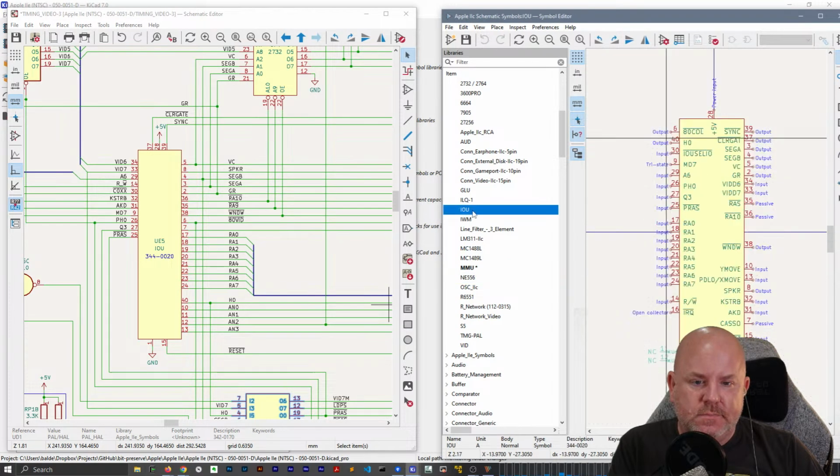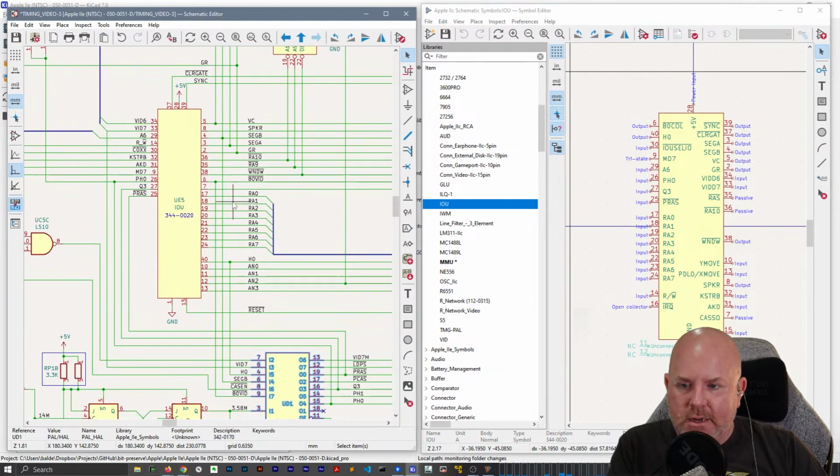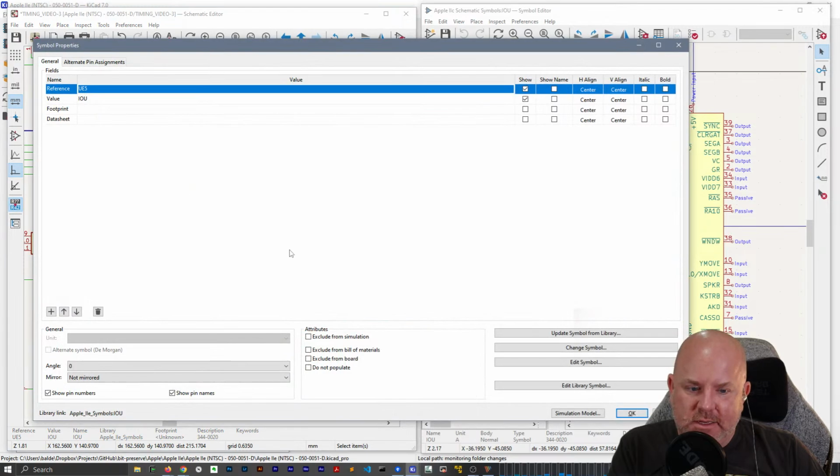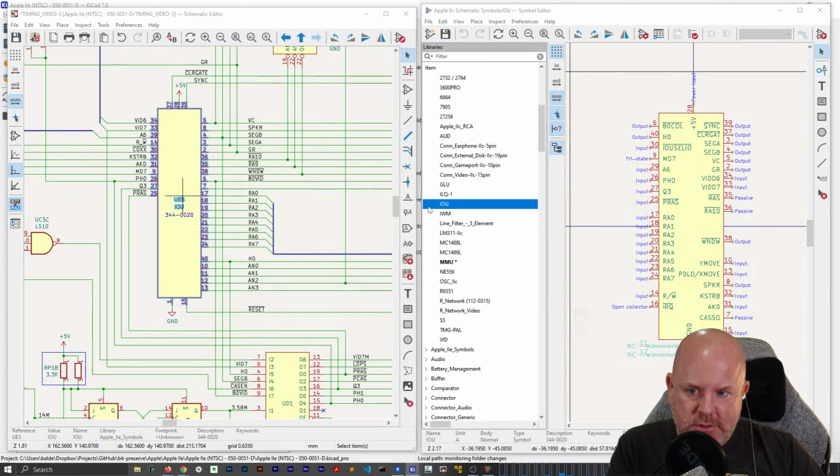Why can't I change? Oh, there we go. All right, let's move on to the IOU, or the IO controller unit, input-output unit.